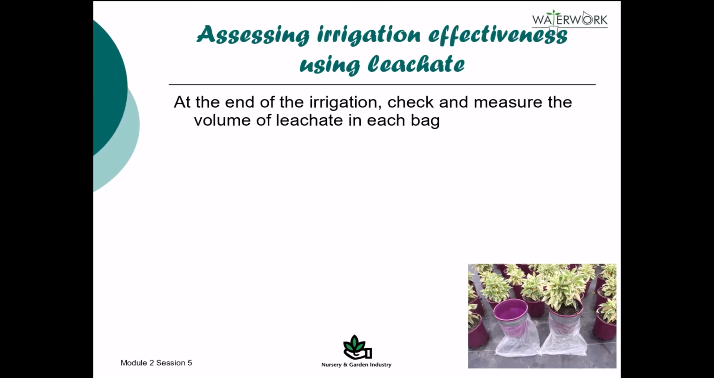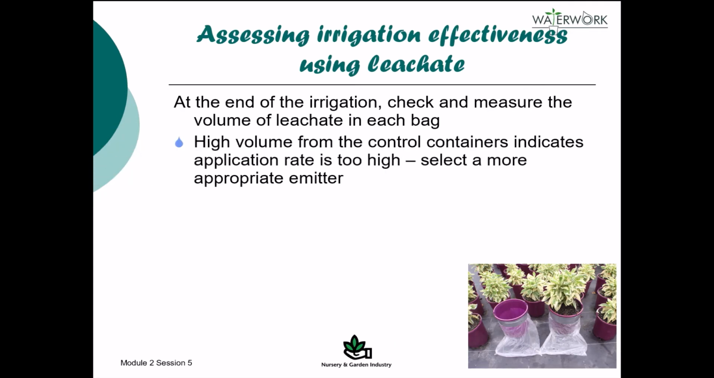At the end of the irrigation, check and measure the volume of leachate in each bag. If the control containers have significant leachate, then the application rate of the sprinklers or drippers is greater than the absorption rate of the growing media, and a more appropriate emitter should be selected.